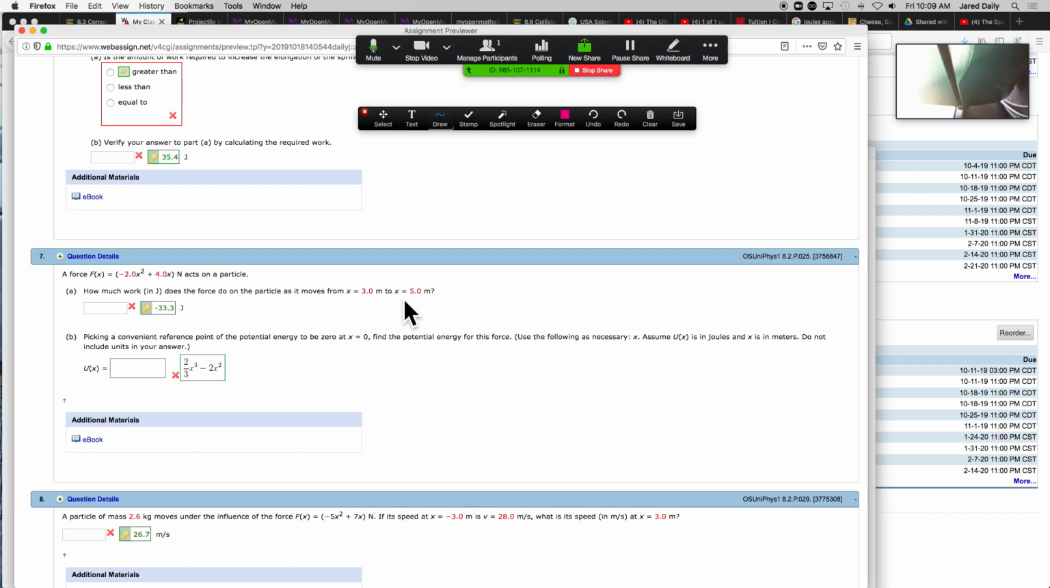And then, picking a convenient reference point of the potential energy to be 0 at x equals 0, find the potential energy for this force. In this case, assume x in meters and energy in joules, do not include units in your answer.